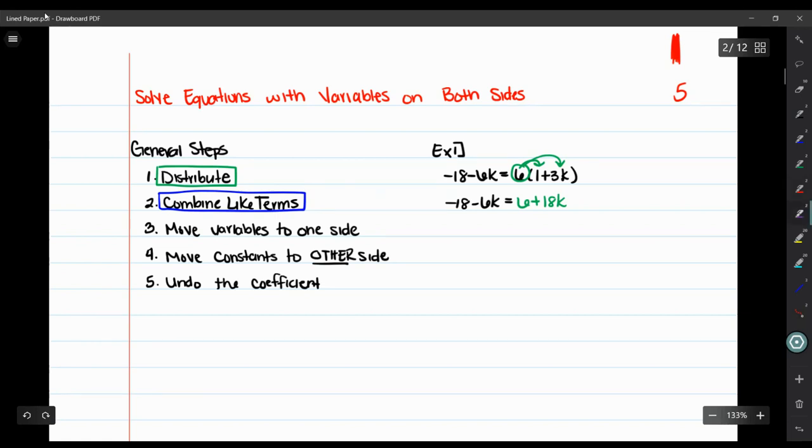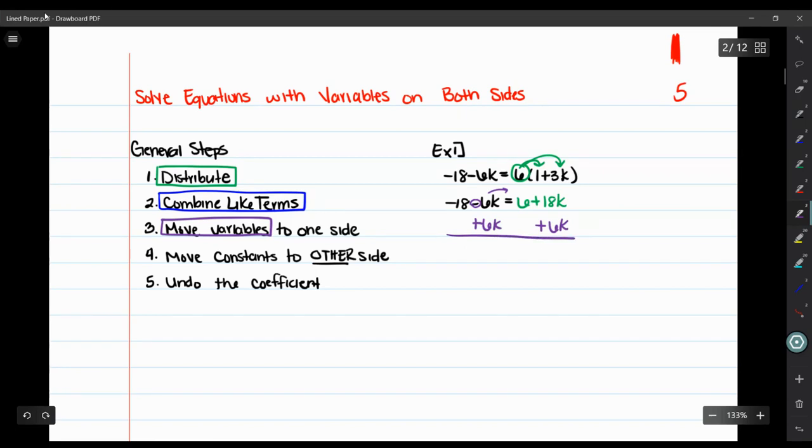So step 3 is we're going to move our variables to one side. I always suggest moving the smaller variable. That way you don't end up with negatives. So on the left, we have negative 6k, and on the right, we have 18k. So I want to move this negative 6k over to the other side. So to undo subtraction, I have to add 6k. And what we do to the left, we have to do to the right.